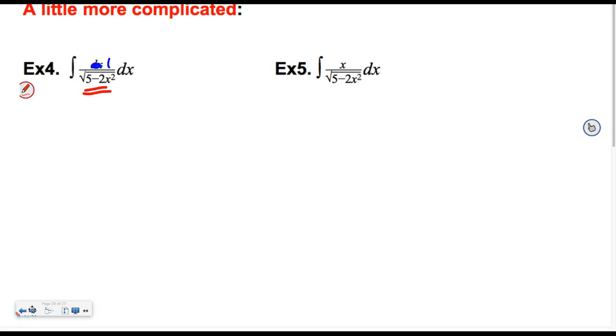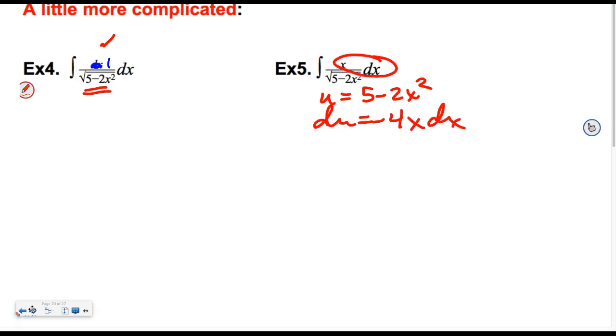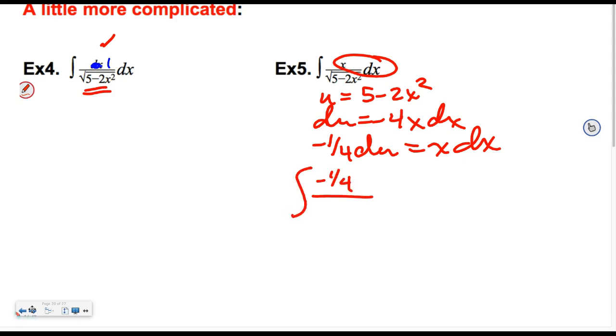If u is this, du is negative 4x dx. That's not living in the numerator. But on this one, if u is 5 minus 2x squared, du is negative 4x dx, and I really do have the rest of that integrand in my du. If I just do the fraction correction, this is not triggy at all. This is the integral of x dx, which is negative 1/4 du, all over root u. So that fraction correction of negative 1/4 would be out front. It'd be u to the negative 1/2 du.